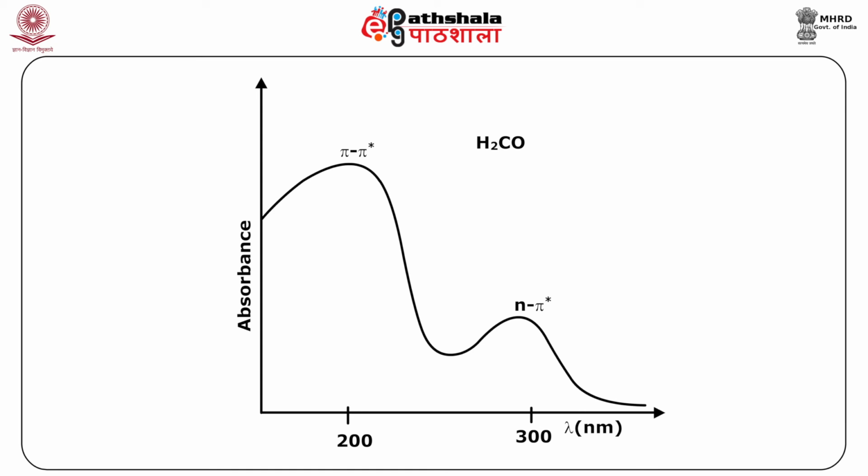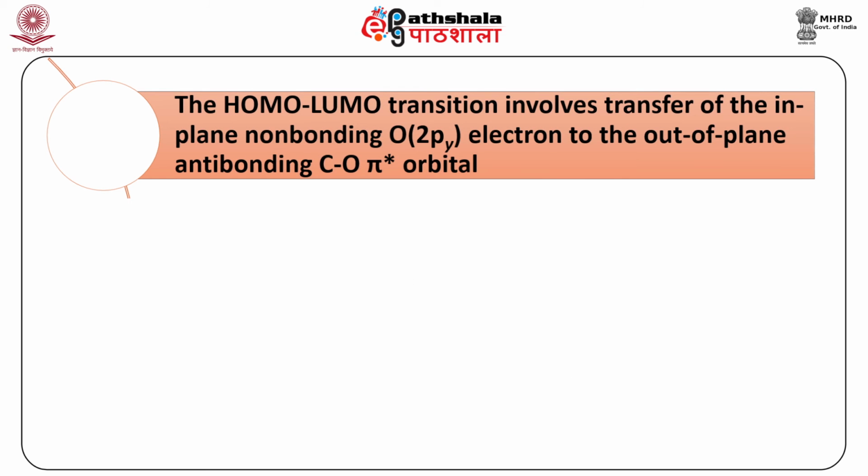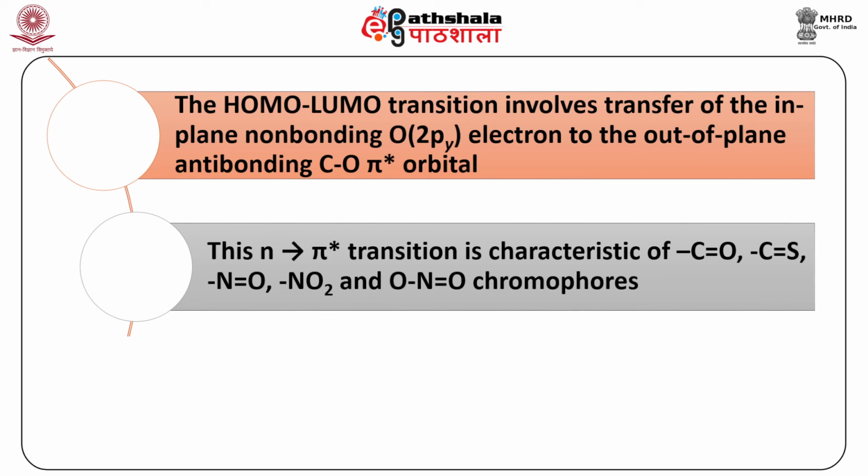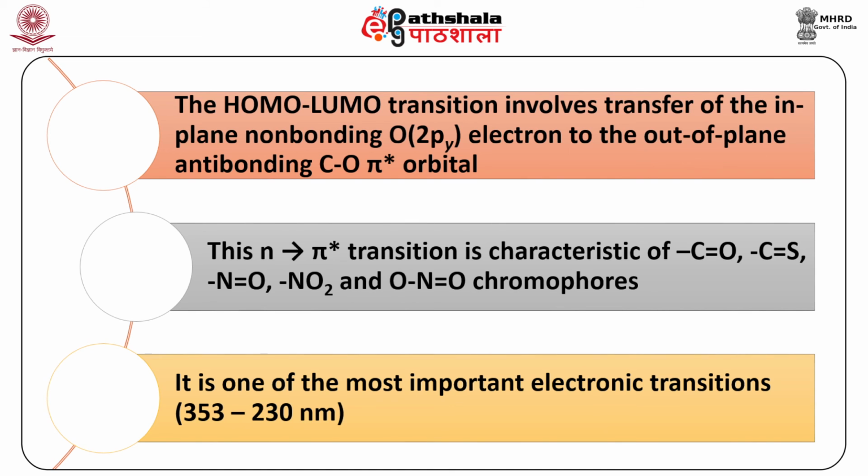Hence, there are 4 transitions which are important for this chromophore, the carbonyl chromophore: n-pi star, pi pi star, n sigma star and sigma pi star. The HMO transition involves transfer of the in-plane non-bonding oxygen 2py electron to the out-of-plane anti-bonding CO pi star orbital. This n-pi star transition is characteristic of carbonyl, C double bond S, N double bond O, NO2 and ONO chromophores. It is one of the most important electronic transitions and occurs in the range 353 to 230 nanometers.